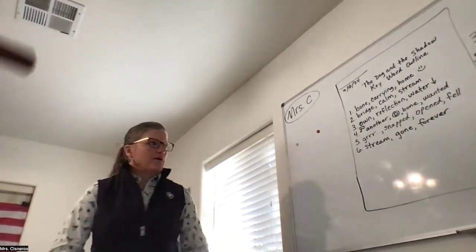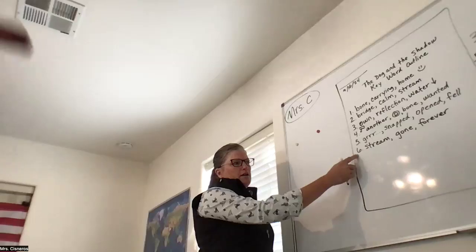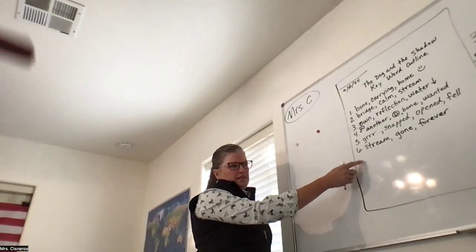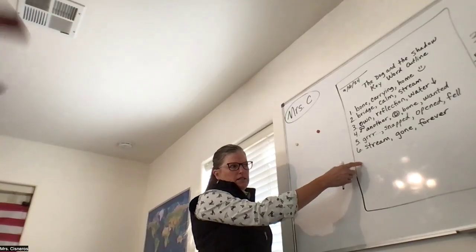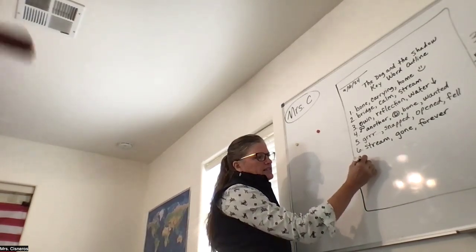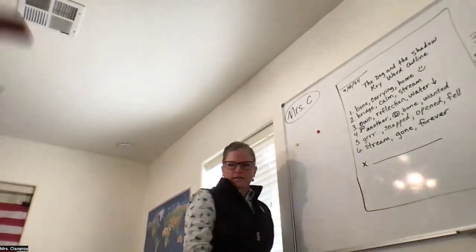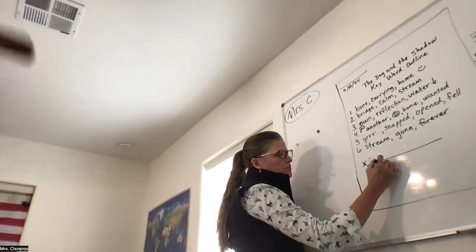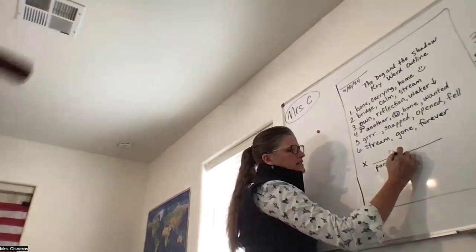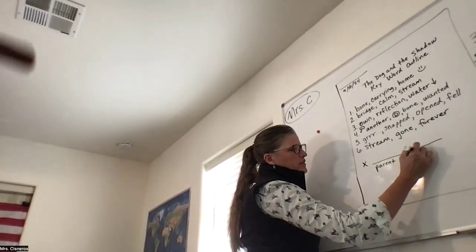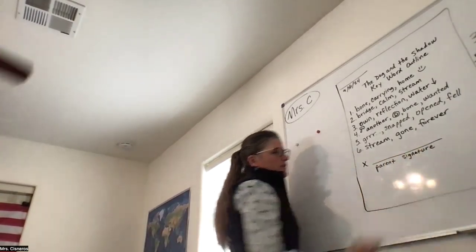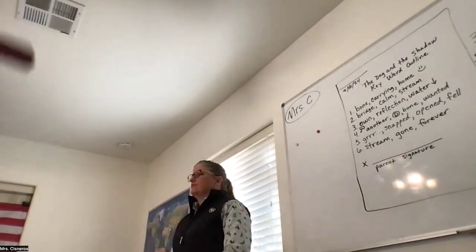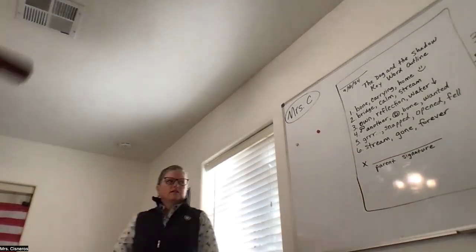So on your paper under the 6, I want you to skip a couple lines, like just count down 2. And then I want you to put an X and a line like that on your paper. And then under that line, I want you to put parent signature. And you might be thinking, what? You know what a signature is, right? When they sign their name.